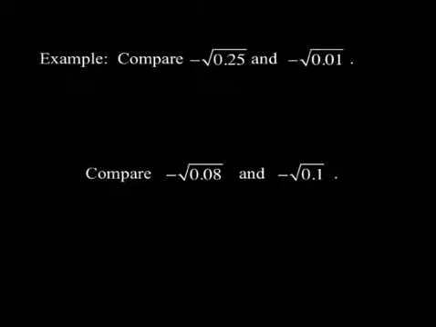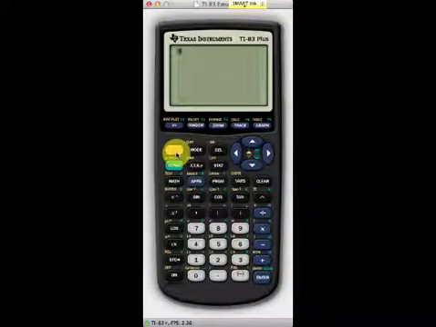For this one, what we want to do is we want to compare negative square root of 0.25 and then negative square root of 0.01. Again, to do this negative square root of 0.25, we put in the negative. Then we have to use the second and radical key. And then 0.25, it's a good habit to close your parentheses, and we get -0.5. For the second one, we've got negative again, the radical key again, and 0.01. Close your parentheses, and we get -0.1. So those are the two values we're going to have to compare.